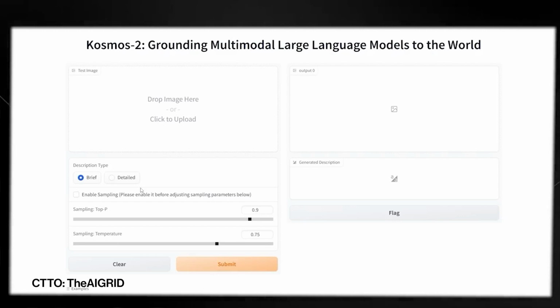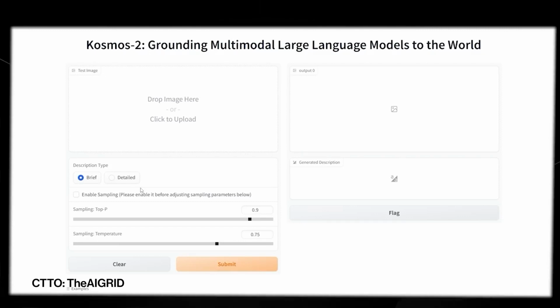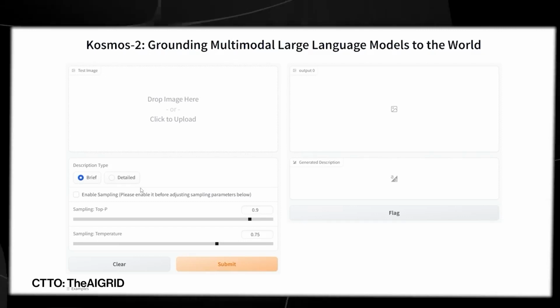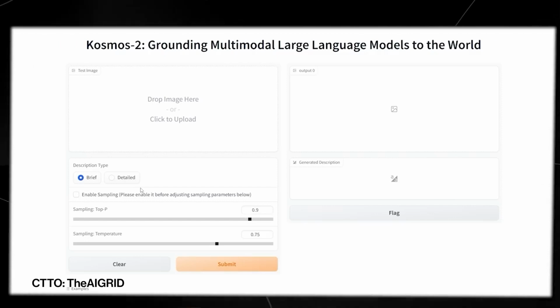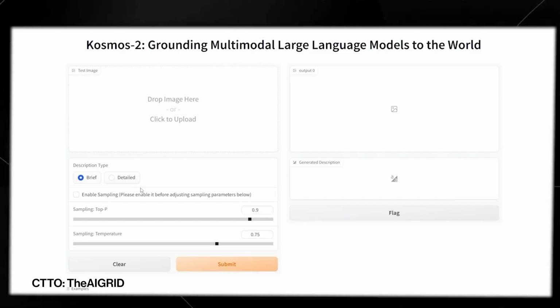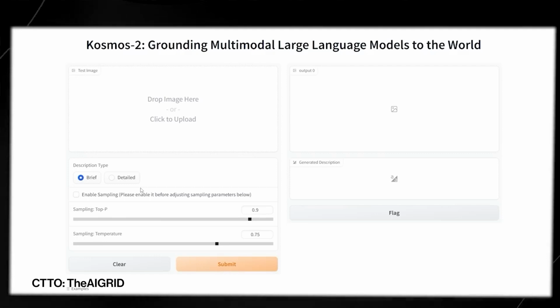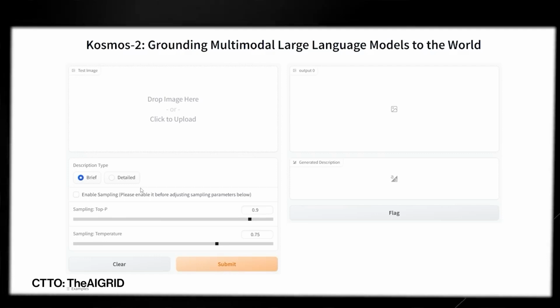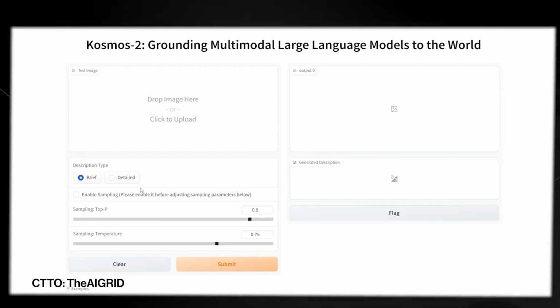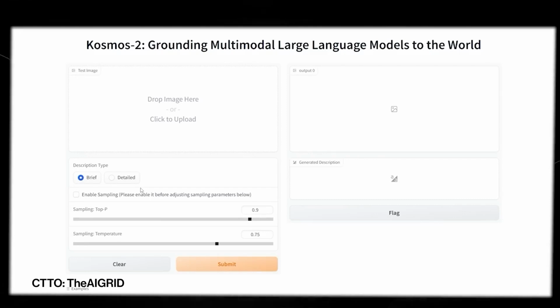Now, aside from the examples in the research paper, there's a live demo version of KOSMOS 2 that anyone can play around with. Currently, the website is experiencing downtime for obvious reasons, but we put the link in the description so you can try it out yourself in case it becomes active later. Basically, with this live demo, users can insert any image and prompt of their choice.